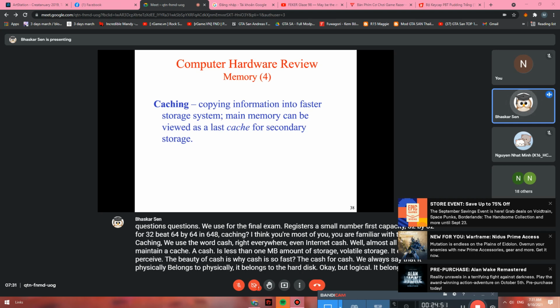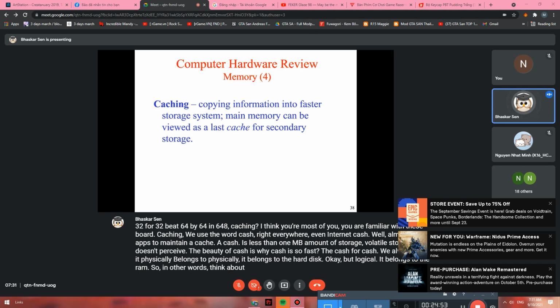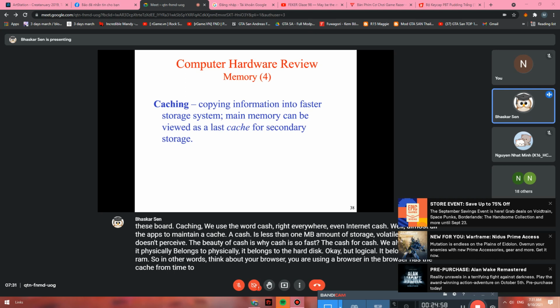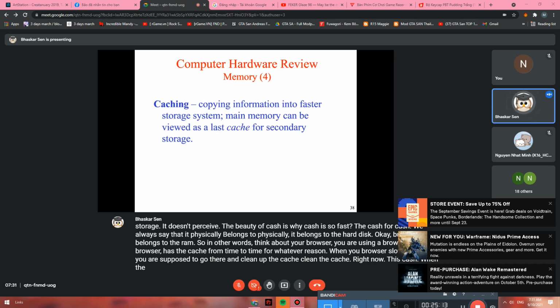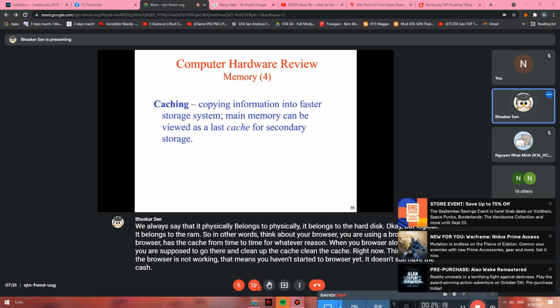So in other words, think about your browser. You're using a browser and the browser has the cache. From time to time, for whatever reason, when your browser slows down, you are supposed to go there and clean the cache. Now, when the browser is not working, that means you haven't started the browser yet, does it still have the cache? Yes, it is still stored on the hard disk.